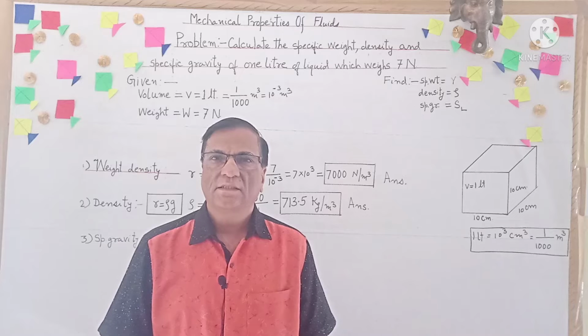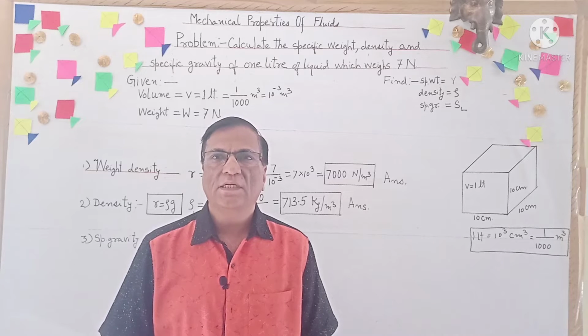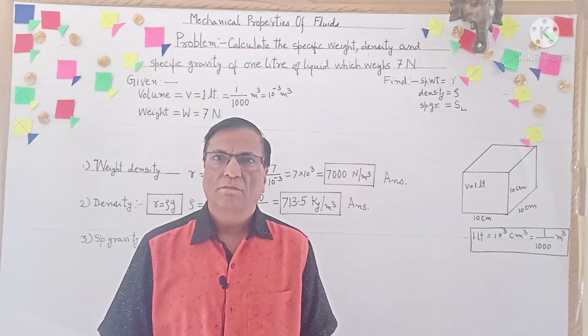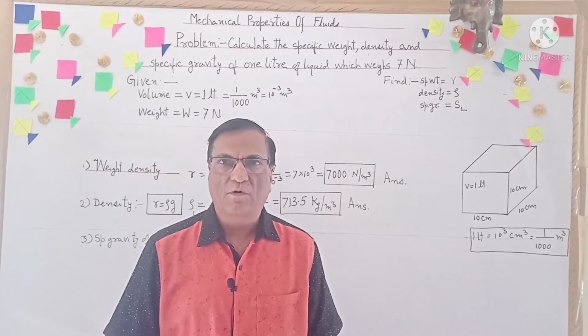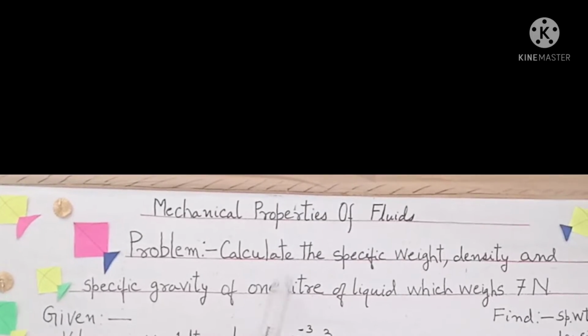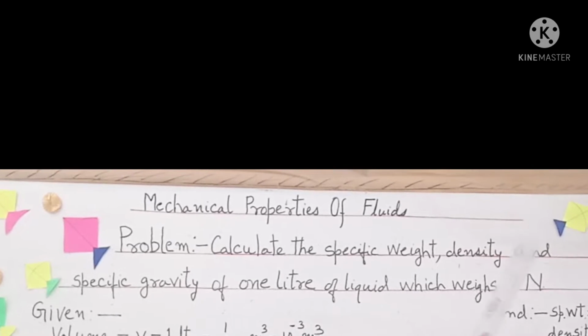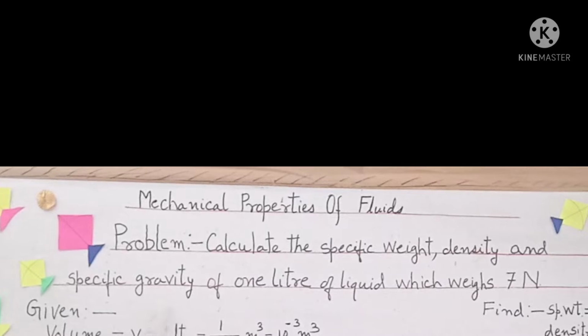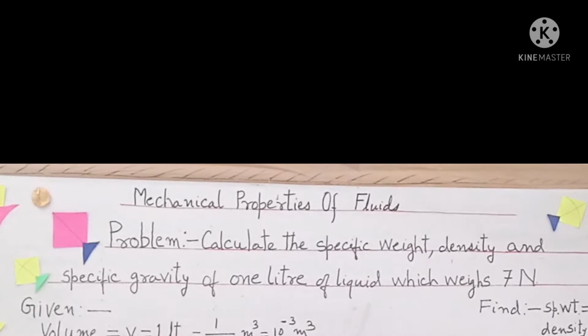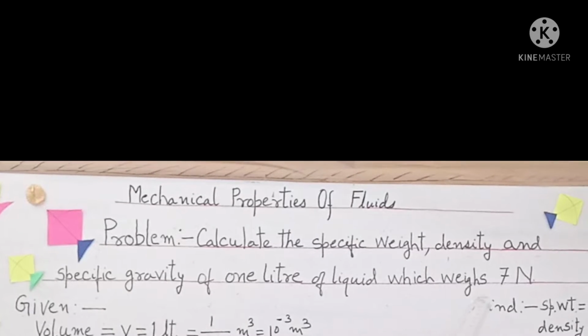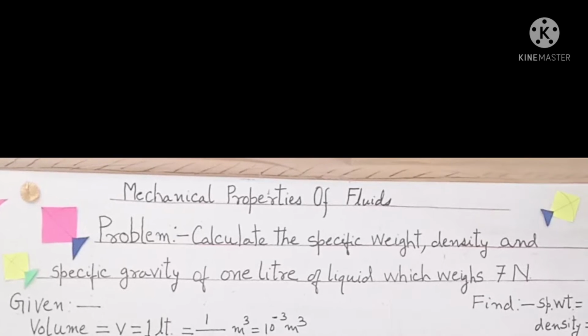In this session, we will take numerical problems based on fluid properties. Let us have a problem. Calculate the specific weight, density, and specific gravity of 1 liter of liquid which weighs 7 Newton.